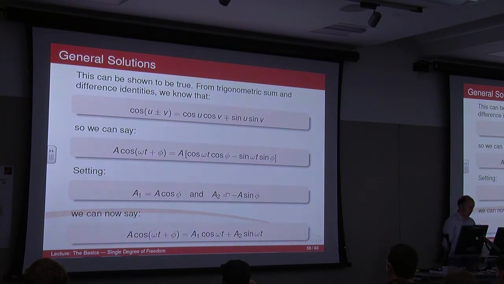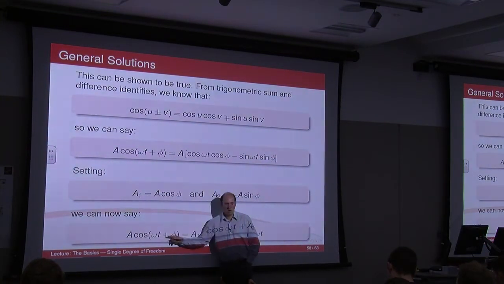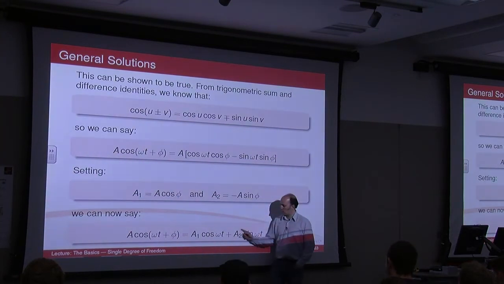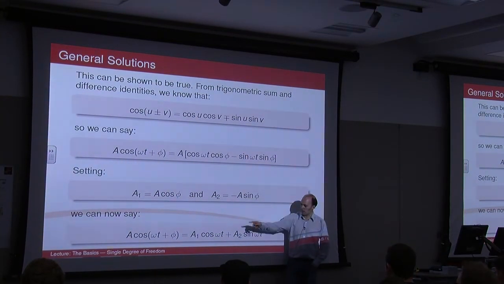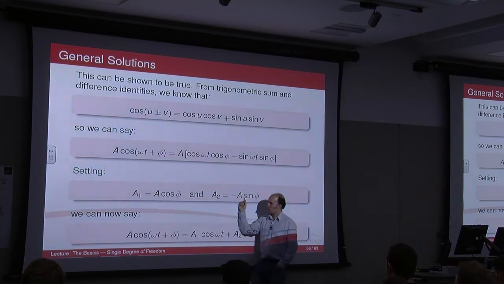Plugging these two things into this equation, you end up with a cosine of omega t plus phi equals a1 cosine of omega t plus a2 sine of omega t. So that's an alternative form for that equation. You may see solutions written like this, or you may see solutions written like this. And in the next chapter, we're going to be using this as our solution, not that. But they're the same thing, knowing that a1 and a2 are defined like this.